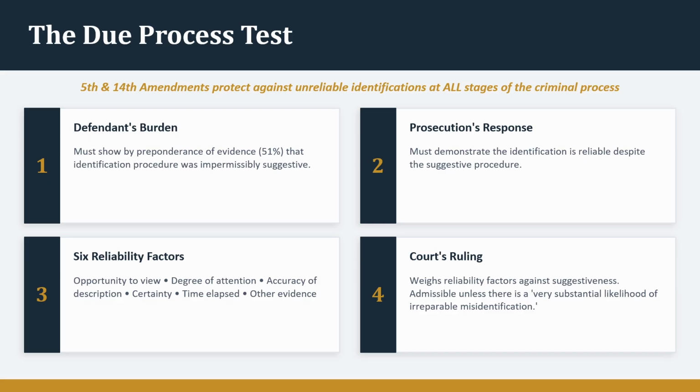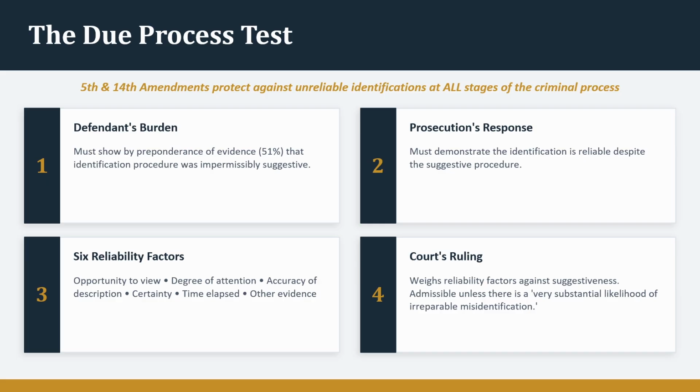An identification procedure that is so suggestive it creates a real likelihood that an innocent person will be misidentified violates due process, regardless of whether it occurs before or after indictment, and regardless of whether it involves a physical lineup, a show-up, or a photo array. The framework the court uses to evaluate due process challenges to identification evidence has 4 steps, developed primarily in Manson v. Brathwaite, which we will look at in a moment.